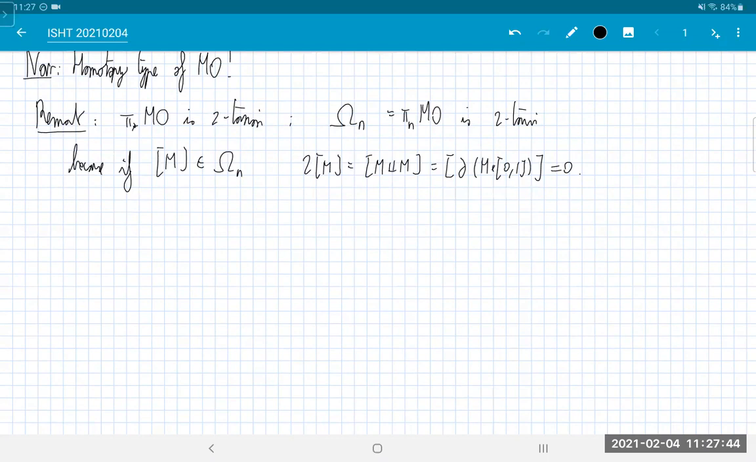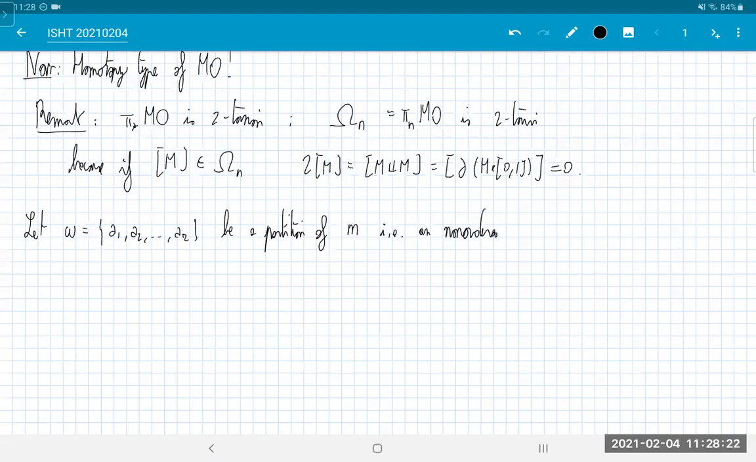So, okay, now there is the claim. Let me define. So let omega be A1, A2, and so on up to AR, a partition of M. That is, it's an unordered family of non-negative integers, i.e. a non-ordered family of integers such that the sum of the AI is M. Okay?